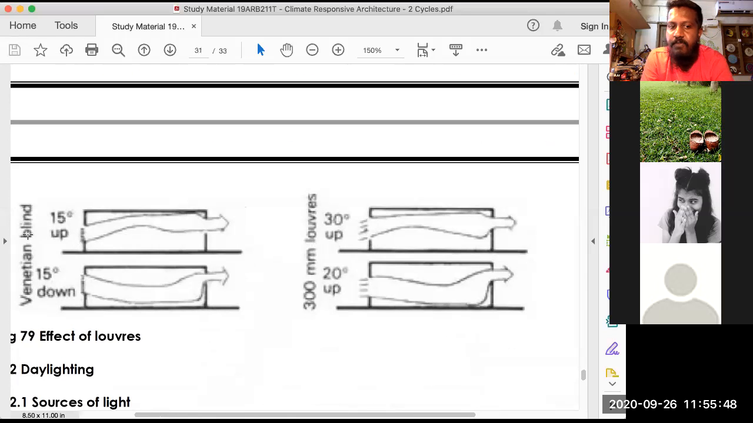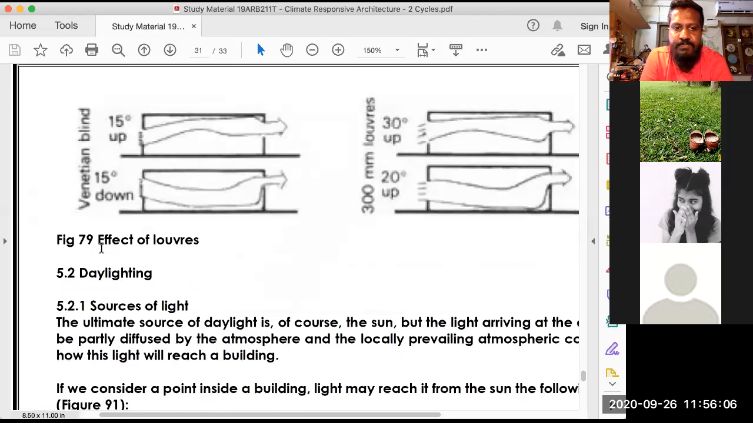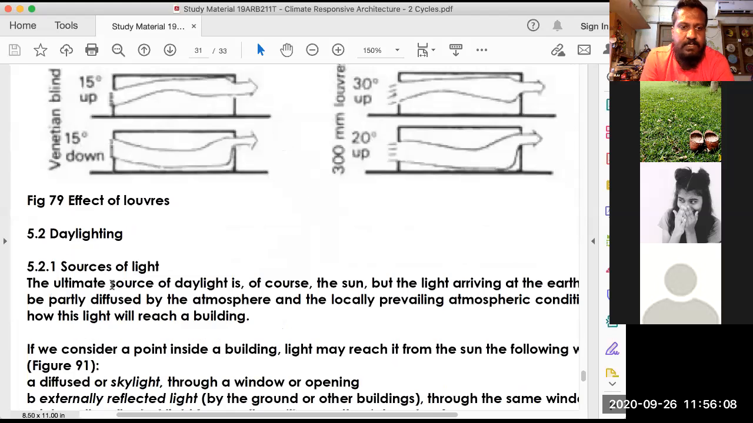This is with the Venetian blind and louvers. Louvers are nothing but what you see in a toilet ventilator, stacks of glass put up. These can be used for ventilation also, depending on the angle of inclination and the direction of inclination. Similarly for Venetian blinds. So this is another part.